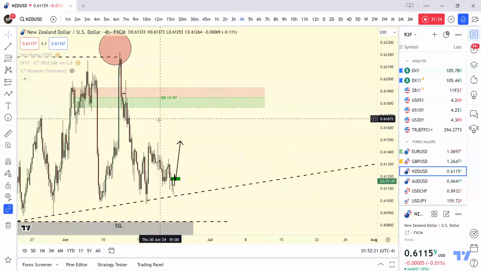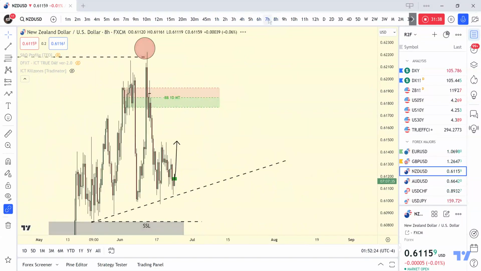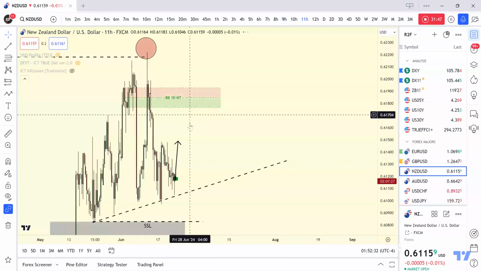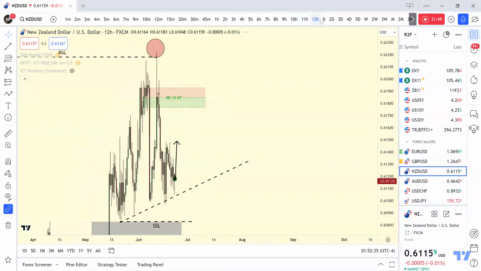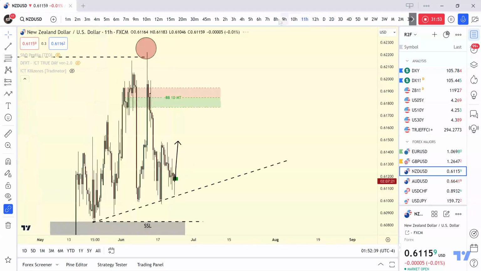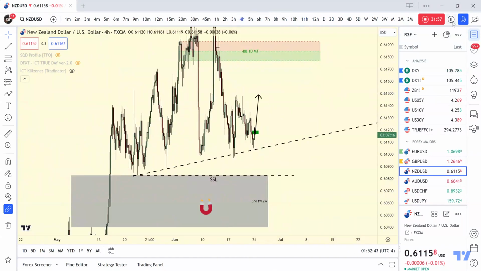Go on to 4 hour. You can see a bit more on any time frame. There's gaps here. There's more of an order block here. 9, 10, something there. I like to find the bodies. And 12 hour with daily. Okay, 2 day, nothing. All right, so that's it for this New Zealand dollar.